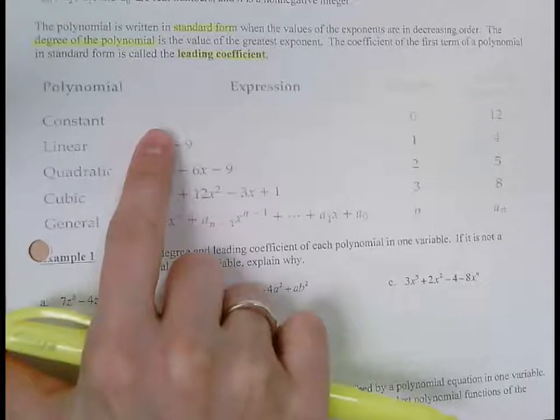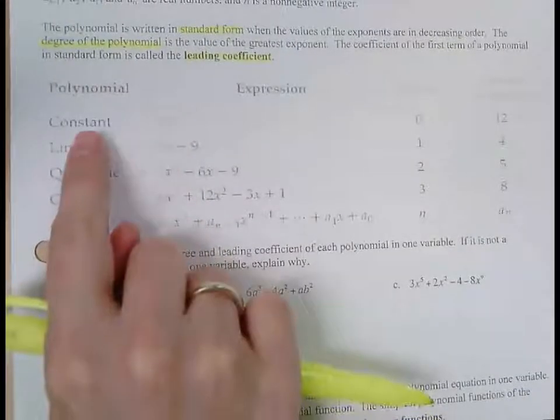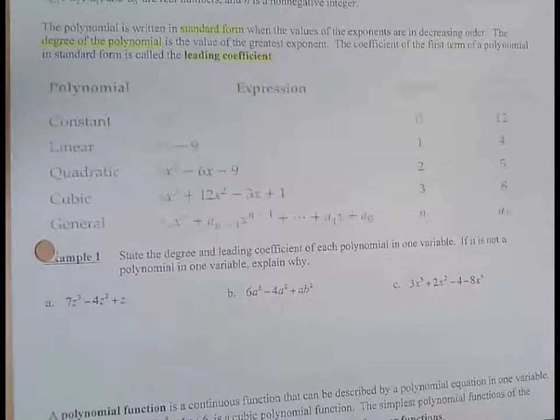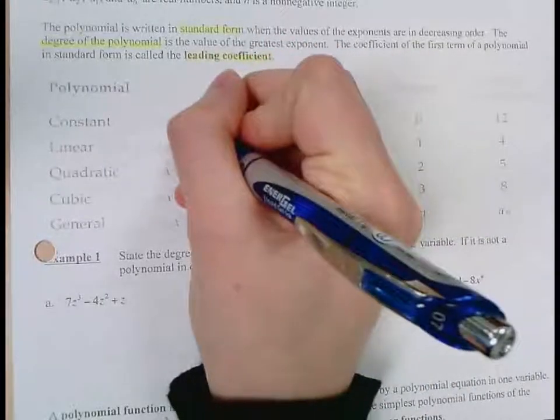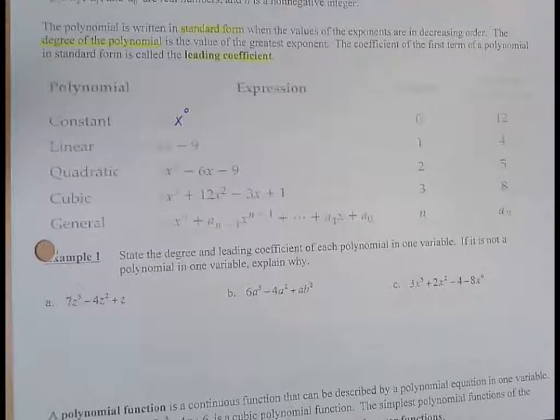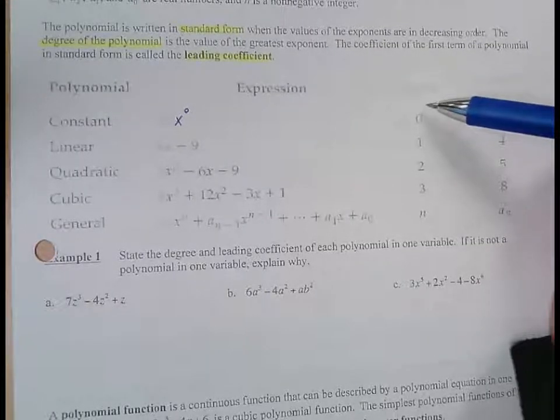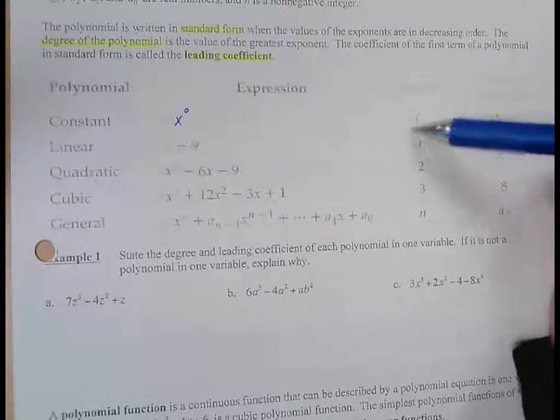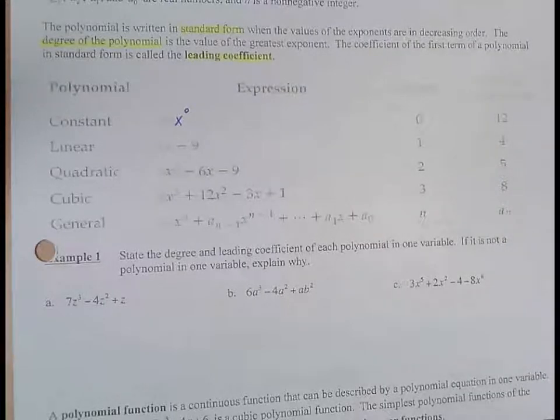The expression is 12. This is just a constant. There's no variable. You could, though, if there was a variable, think of this being 12x to the 0 power. So the exponent would be 0, and so any constant is a polynomial with a degree of 0. And then the leading coefficient is just the number.